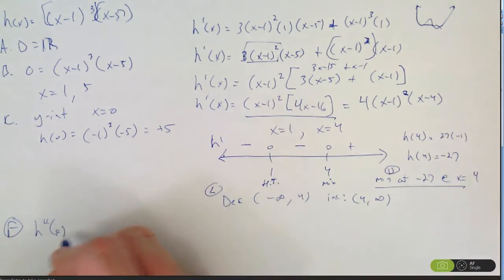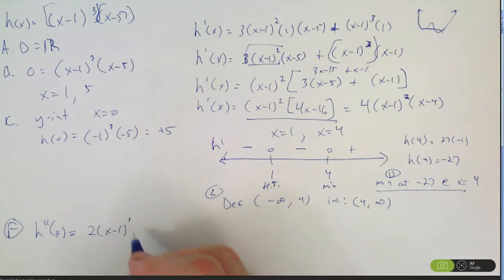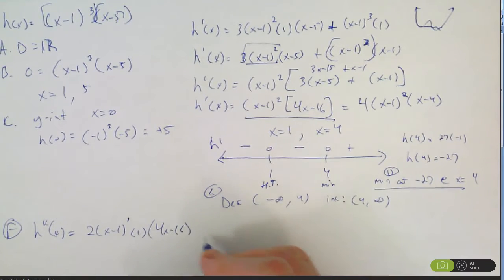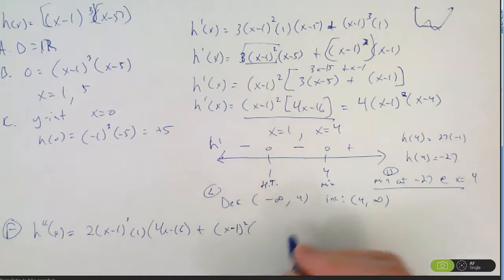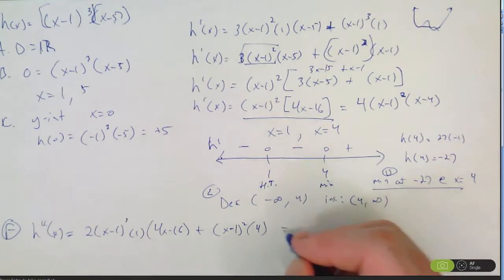h double prime of x. Derivative of x minus 1 squared is 2 times x minus 1 to the first. Derivative of the inside is 1. Then times 4x minus 16. Plus, leave the first one alone, x minus 1 squared, times the derivative of the inside, which is 4. Okay. And then I can simplify that a little bit.